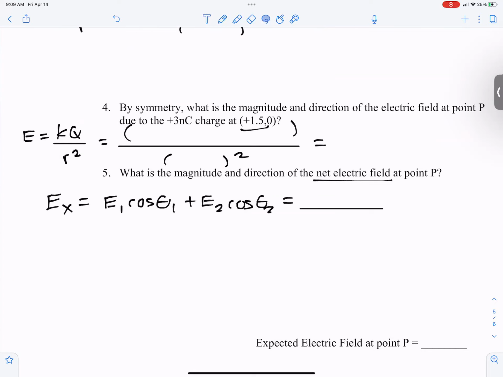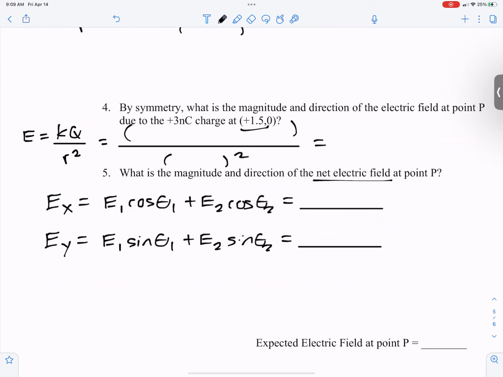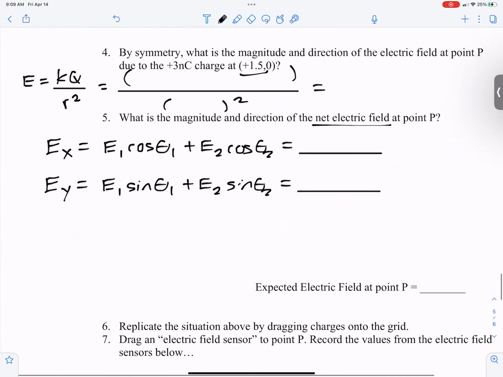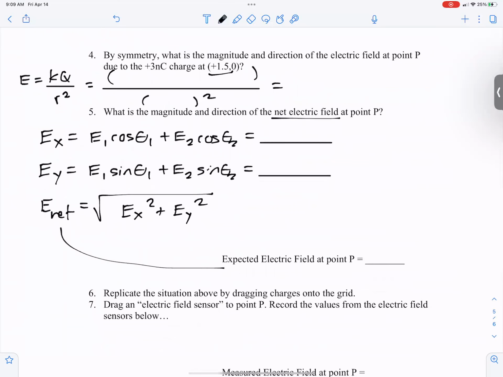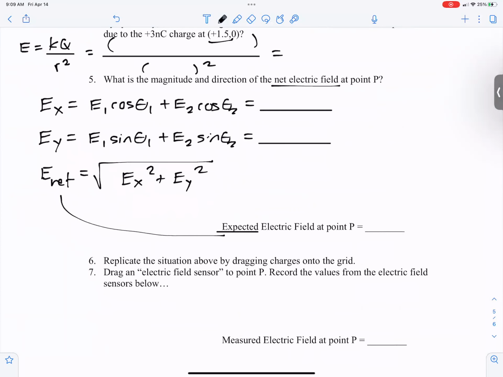Then you're going to do the exact same thing for EY, except all of your cosines get substituted for sines. Once you find that, to get the net field, you're going to use the Pythagorean theorem and add the sum of the squares, EX squared and EY squared. That's going to give you your expected net electric field at point P.